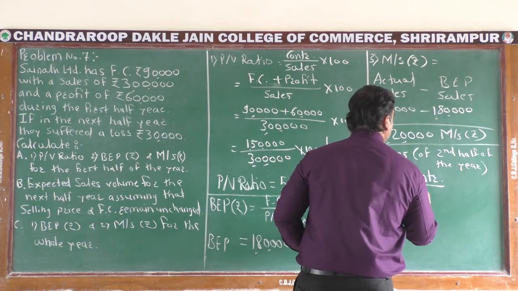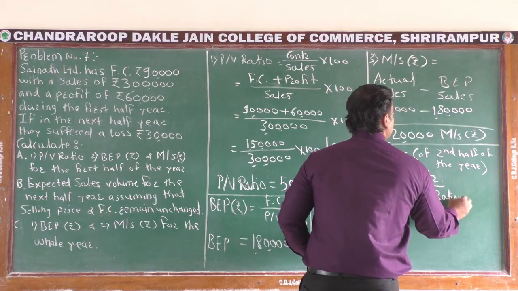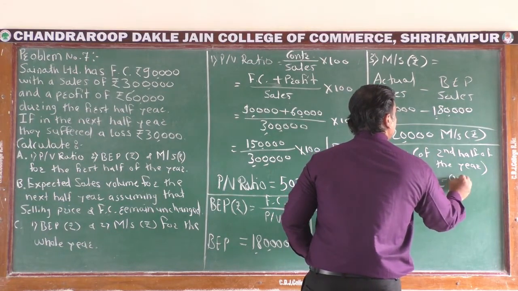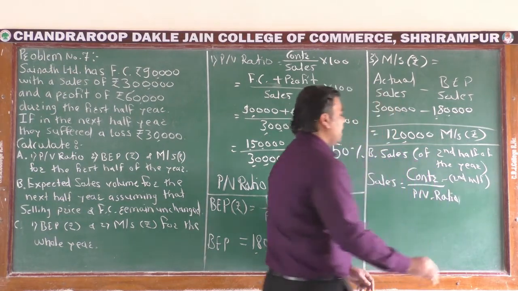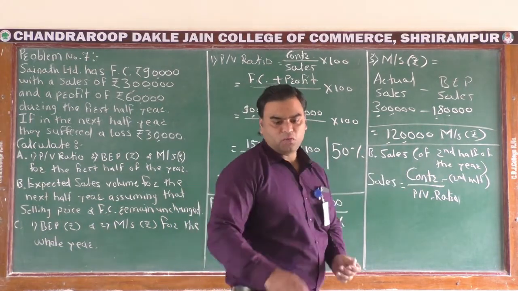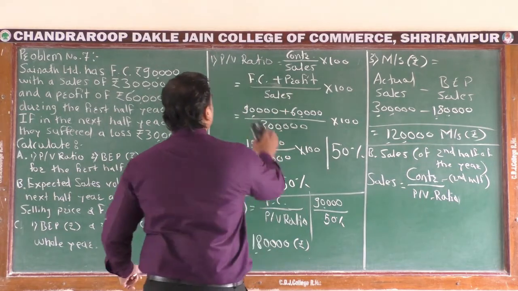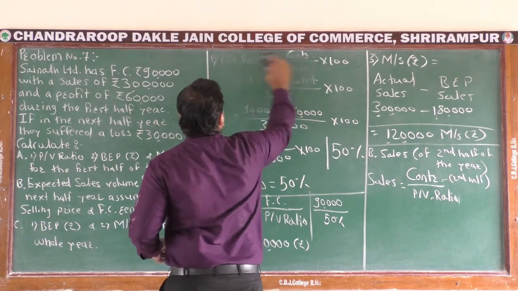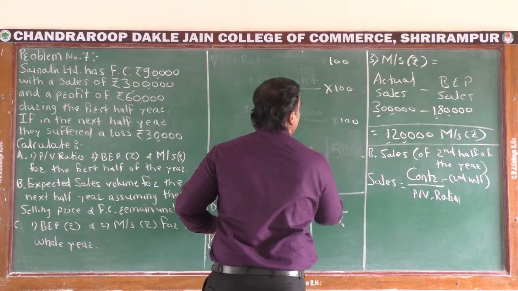Contribution upon PV ratio. So we have to calculate first the amount of contribution of the second half of the year. So how to calculate the contribution? Contribution is equal to fixed cost plus profit or fixed cost less loss.